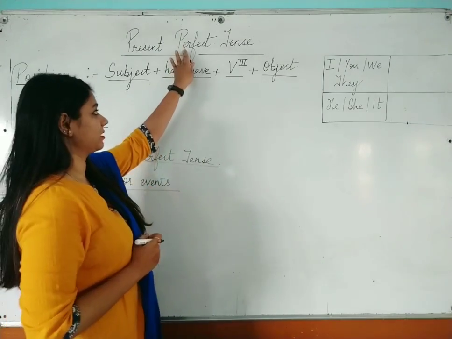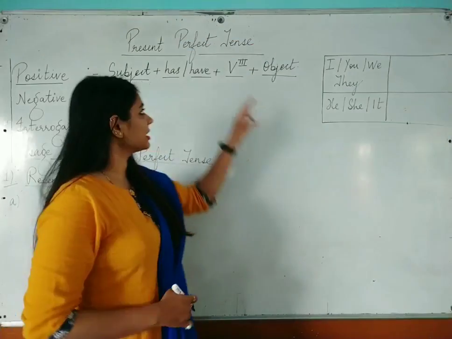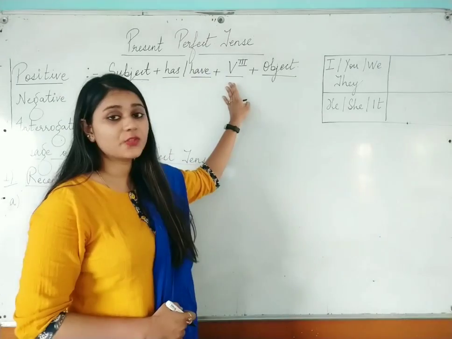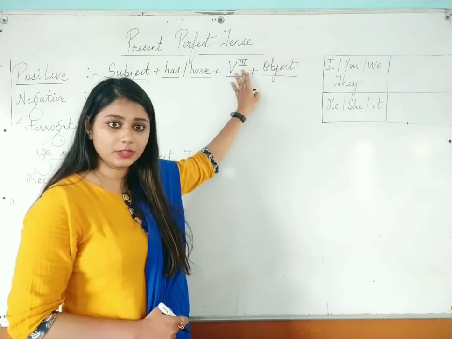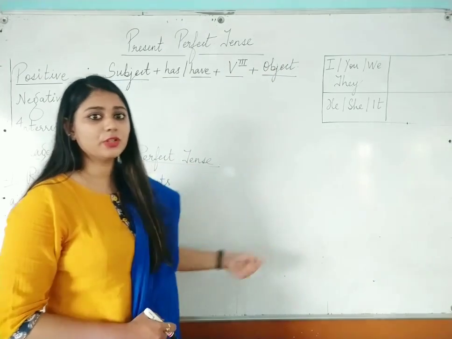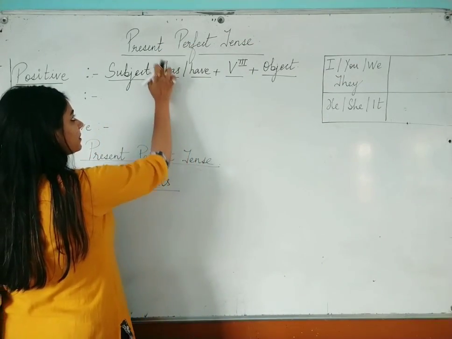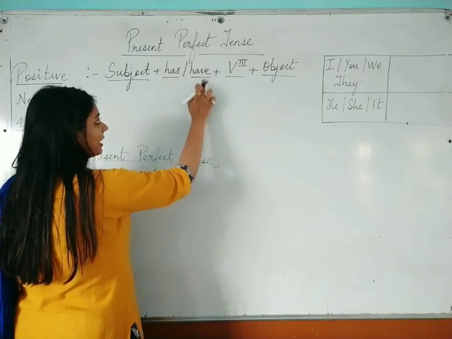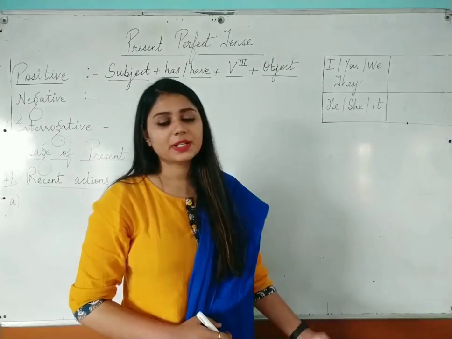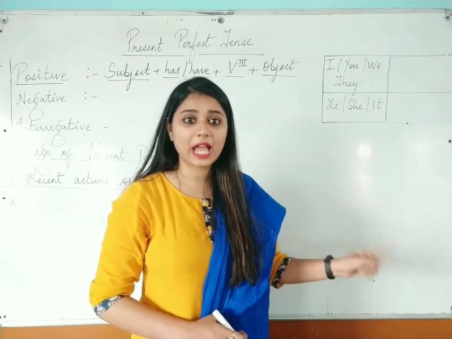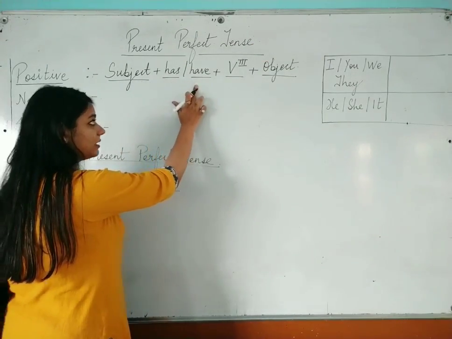So in perfect tense, be it present tense, past tense, or future tense, you just have to remember that the verb which we are using is verb third form. Present, past, future, we have to use verb third form. And the auxiliary verb which will be used in present perfect tense is has and have. In simple present tense, we have used verb first form, s and es. In present continuous tense, we have used the auxiliary verb is, am, are. But in your present perfect tense, we will be using has and have.